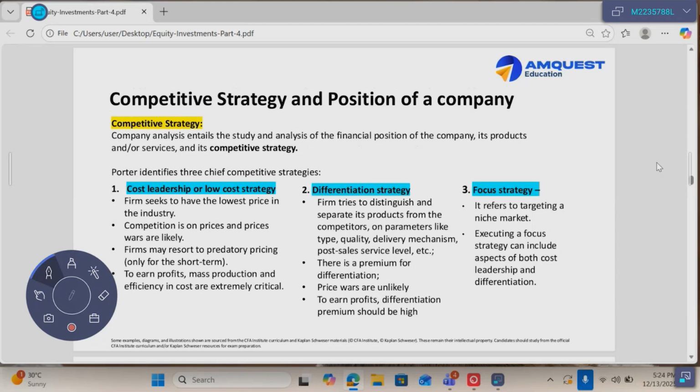Best example is now you know that the prepaid plans, which were earlier available for 1800 or 2000 rupees annually, now that has relatively gone up. Even internet cost, Jio Fiber is much more expensive than Airtel. To earn profits, mass production and efficiency in cost are extremely critical. So you also need to supply to more people, and plus you also have to reduce the cost.